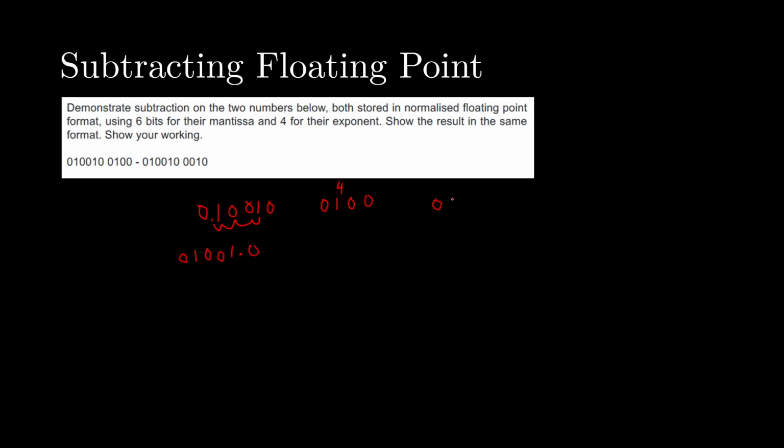And let's convert our second one. 010010, and our exponent here is 2. So we need to shift our point 2 units to the right. 1, 2, 1, 0, 1, 0, 0, 1, 0. Alright, and then we just put our binary numbers on top of each other and subtract from there. So we can't do 0 minus 1, so we need to carry some digits from previous ones.